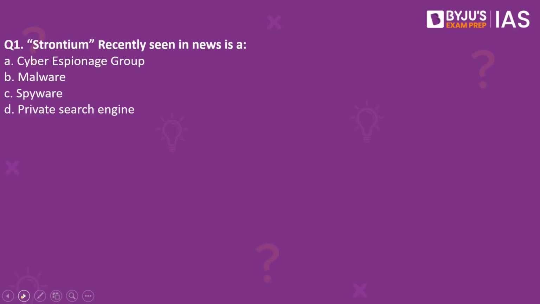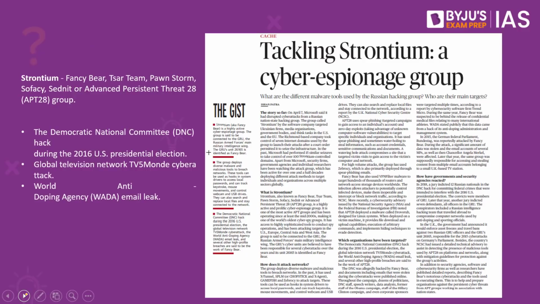Let us begin and take a look at the first question for today. Strontium, recently seen in news, is a option A, cyber espionage group, option B, malware, option C, spyware, option D, private search engine. Why this question? This article in the Hindu newspaper today talks about Strontium, which is a highly active cyber espionage group, and that is why we've taken up this question.